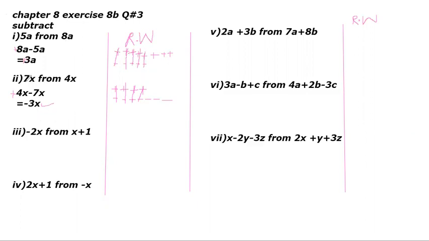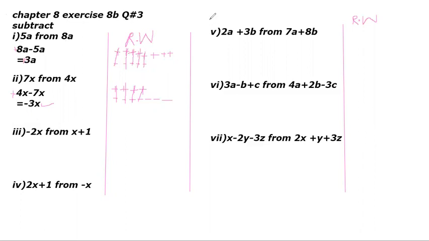One thing more, you should notice that these two are terms. 7x and 4x are the terms. They are not algebraic expressions. We are subtracting a term from the other term. In the third question, negative 2x from x plus 1. Now x plus 1 is not a term, it is an algebraic expression. You should keep these small things in your mind.